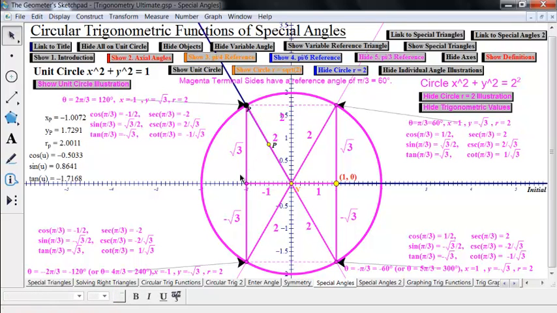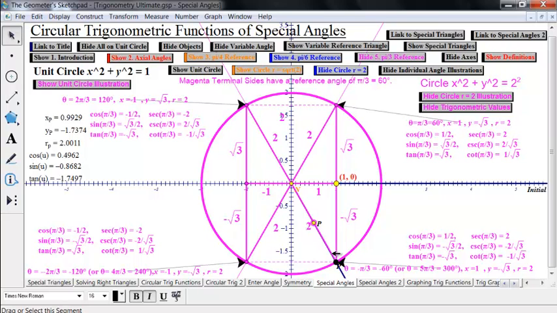So now we know x is negative 1, y is square root of 3, r is 2. Use our definitions to come up with the trig functions. Cosine again is x over r, negative 1 over 2. Secant's the reciprocal of that, 2 over negative 1 is negative 2. Sine is y over r, so that's square root of 3 over 2. Cosecant's its reciprocal, 2 over square root of 3. Tangent is y over x, that's square root of 3 over negative 1, which is negative square root of 3, and cotangent's its reciprocal.